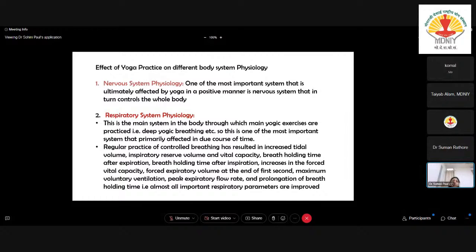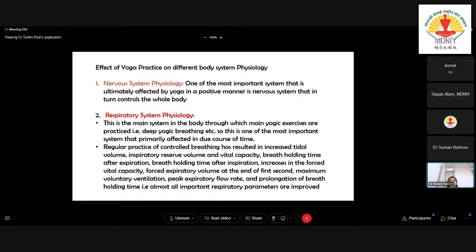There can be various levels of blockages, or many other aspects which may lead to the hampering of normal functioning of breathing, and that can also lead to many associated problems. So if we talk about the respiratory system, this is the main system in our body through which the main yogic exercises are practiced, like deep yogic breathing, for example. This is one of the most important systems that can be primarily affected in due course of time. That is what may be seen.